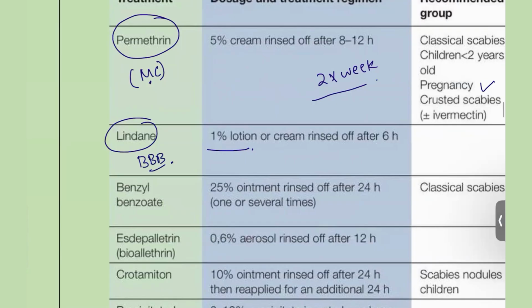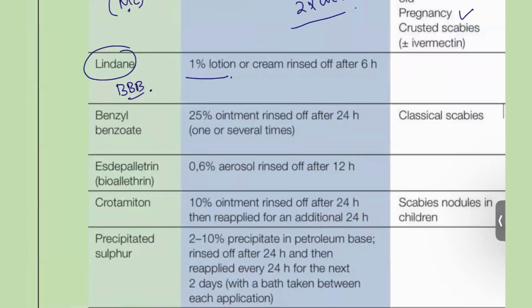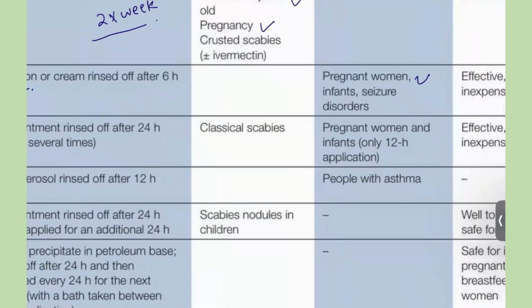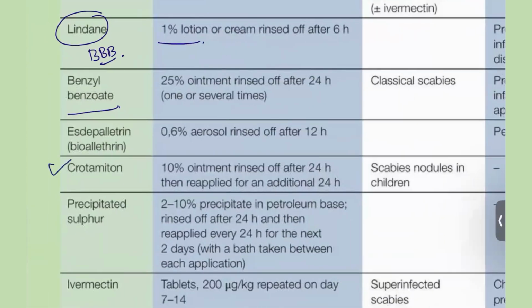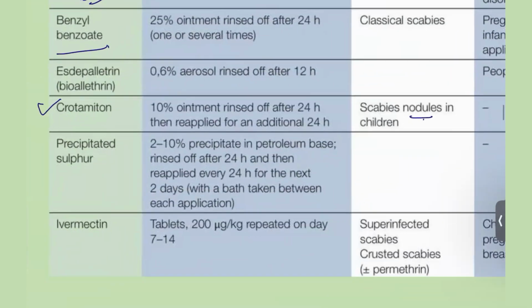That's why it is not recommended for neonatal patients, pregnant patients and infants. Next, benzyl benzoate 25% ointment. Again, this is also not given for pregnant women and infants. Next, crotamiton. This can be given for nodules, especially in children. And this is also safe for patients with pregnancy.